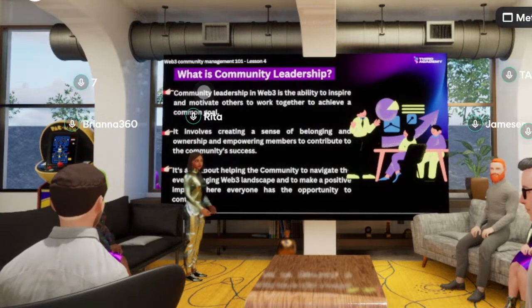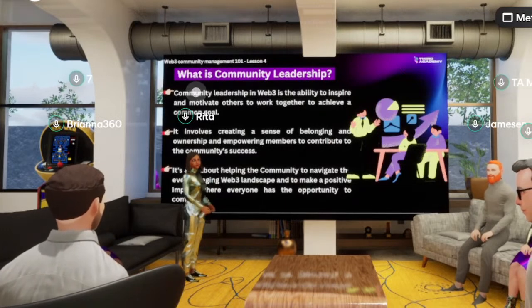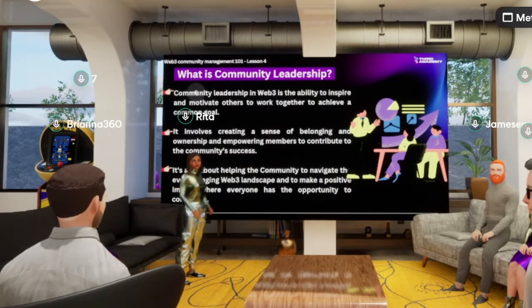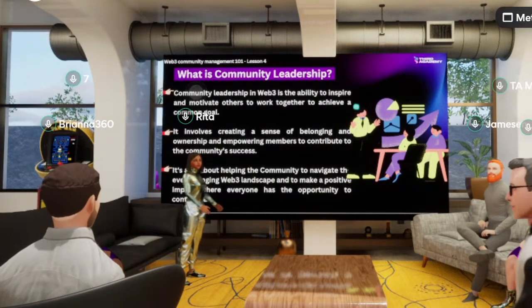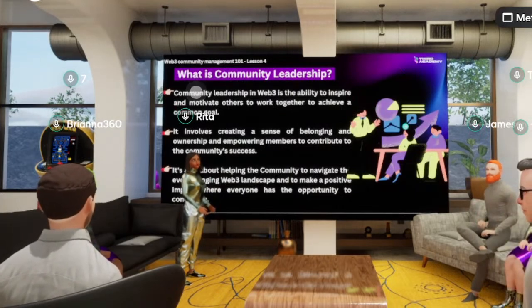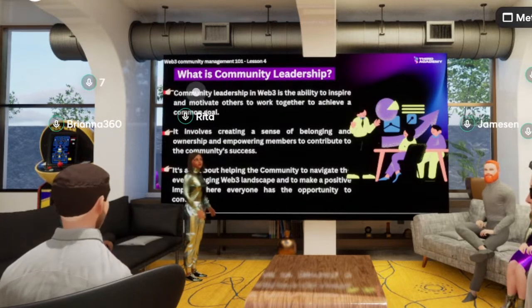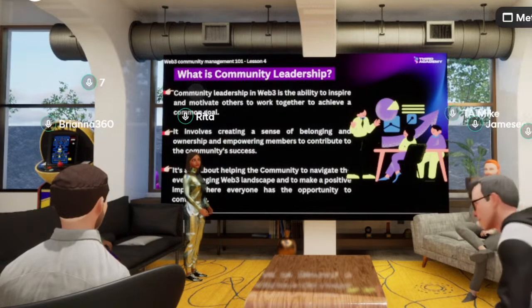And it's also about helping your community to navigate this ever changing Web3 landscape to make a positive impact where everyone has the capacity and the opportunity to contribute. As a community manager, you're also a lead in the community. You're also acting in the capacity of a community leader.